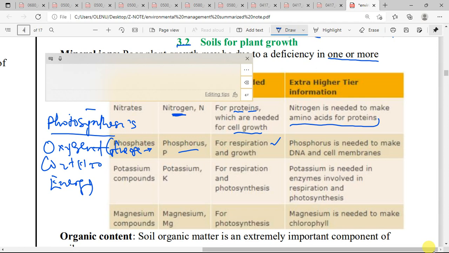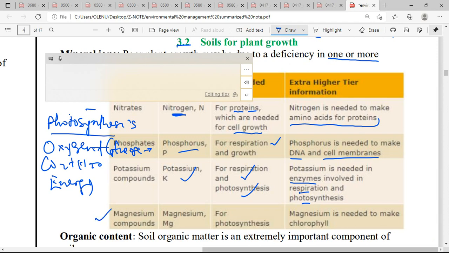And phosphorus is a major component of DNA and also cell membranes. Then potassium. A major element in potassium compounds is potassium, and potassium is needed for both respiration and photosynthesis. So potassium is needed in enzymes which are involved in respiration and photosynthesis.